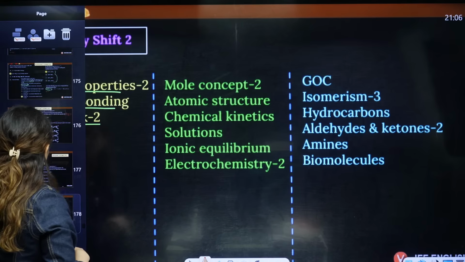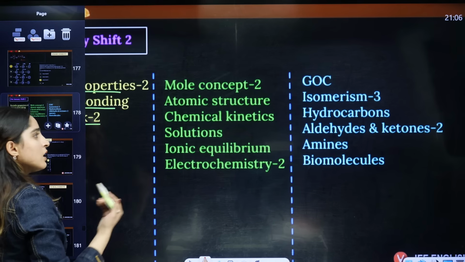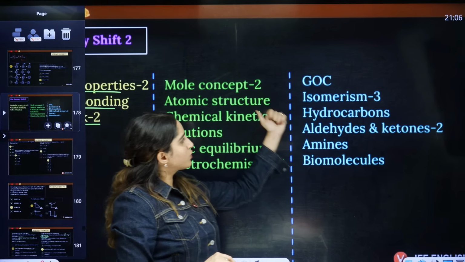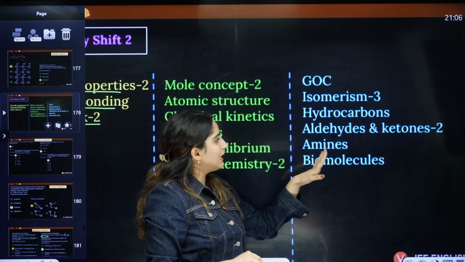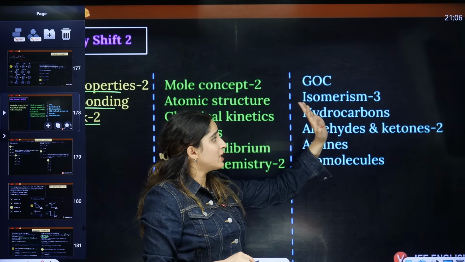Now if I talk about shift number 2, most of the questions were GOC, isomerism, aldehyde ketone. From here they have asked 3 questions.